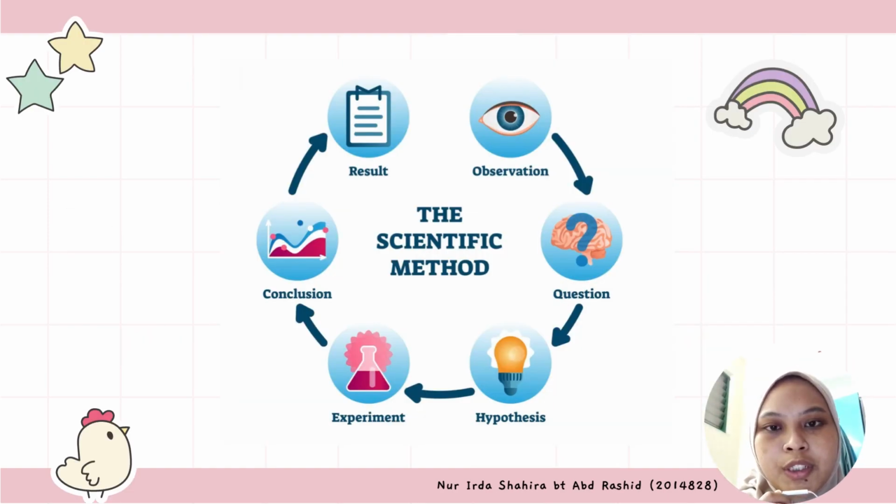Okay, now we go to the scientific method. What is the scientific method? There are steps in the scientific method, which are first observation, question, hypothesis, experiment, conclusion, and then result. There are six steps in the scientific method.